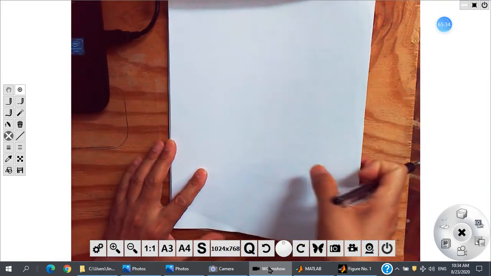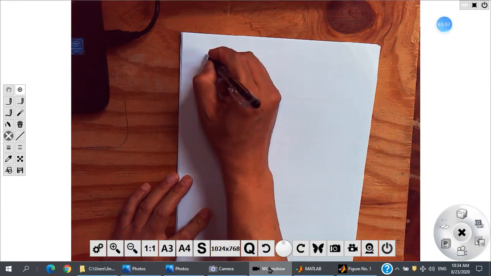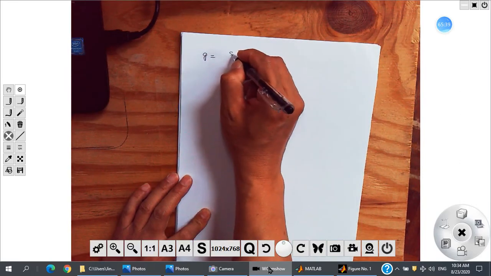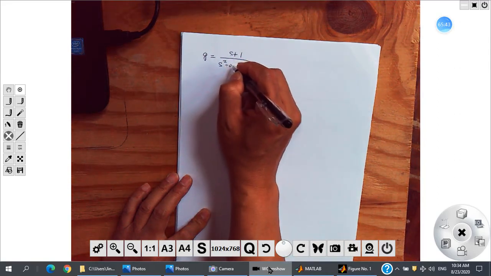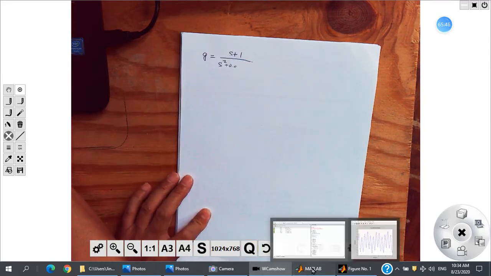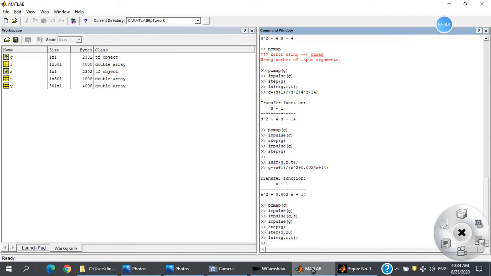So the system is G equal to (s plus 1) over (s squared plus 0.002 s plus 14), and the input R equal to, what is R? Cosine of pi over 3 times T, right? Looks like this.